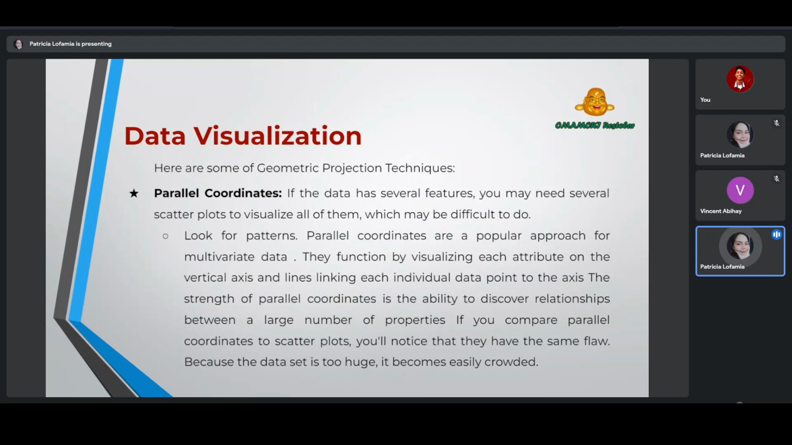If you compare parallel coordinates to scatter plots, you'll notice that they have the same flaw. Because the dataset is too huge, it becomes easily crowded.